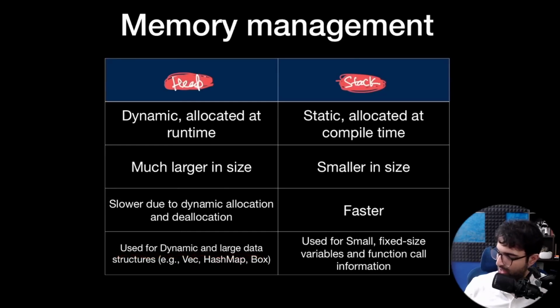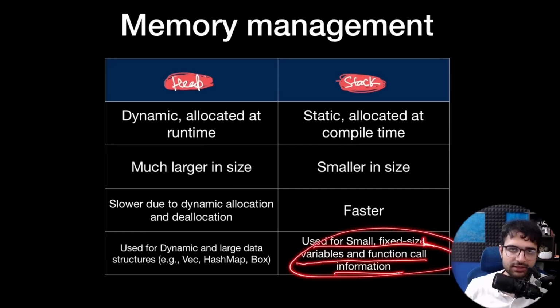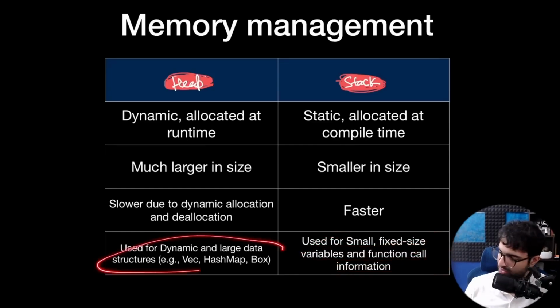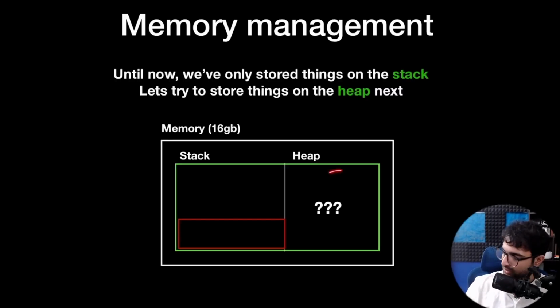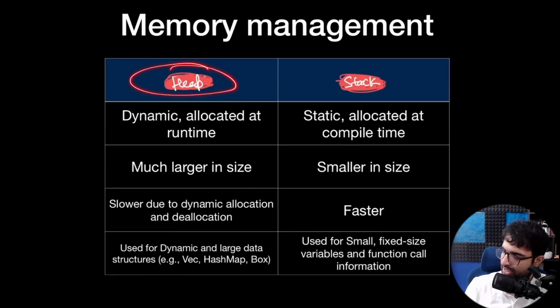Heap is used for dynamic data or large data, things like vectors, hash maps, or strings. Stack is used for small data, fixed size variables, and function call information. It's usually used for things like numbers and booleans whose size is fixed. Heap is used for things like strings, vectors, hash maps, whose size you cannot predict until the program actually runs. Until the program runs, you don't know how much data you will shove into a string, a vector, or a hash map, so you cannot judge how much memory you need at compile time. Versus anytime you're writing numbers, it'll only take 32 bits, so you can predict the size of every stack frame upfront. That is the difference between heap and stack.